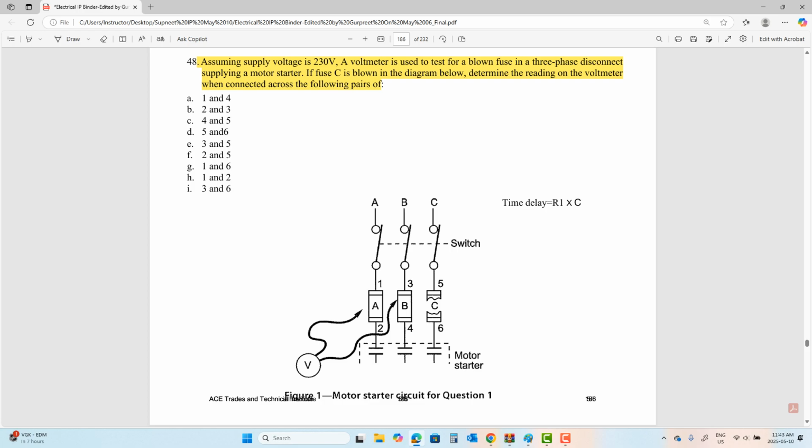5 and 6, 0. Why? Because 6 is a hanging pin and the C is broken. Okay? Between 3 and 5, 230. 2 and 5, 230. 1 and 6, 0. 1 and 2, it's a straight piece of wire between the fuse, so no potential difference between 1 and 2, which is still 0. And 3 and 6, because 6 is a hanging pin and C is broken, still 0. You get 2 questions on this concept, so you better pay attention. He'll give you a drawing and he'll ask you to tell him the multimeter reading. So just be aware of it, okay?